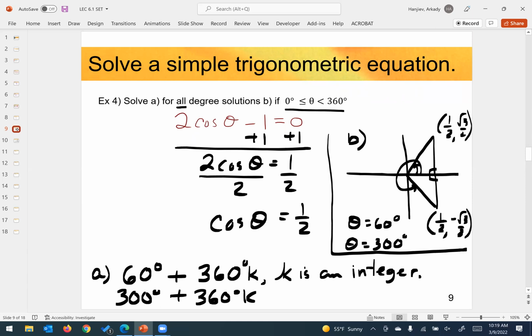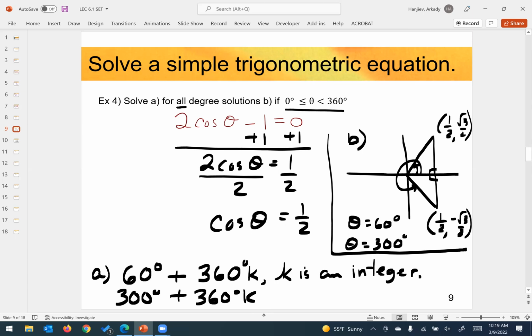Sometimes people wait to the end. They'll define the first one, comma, they'll define the second one, comma, and then they'll put x in it, or k is an integer. Okay, you guys talk to me. Does that make sense there? Wait, so you have to get both the 60 plus 360k and 300 plus 360k? Yes, because we have two answers that are on the unit circle.